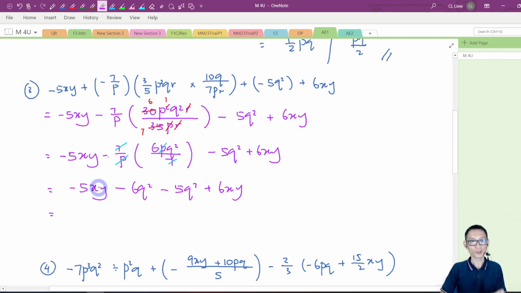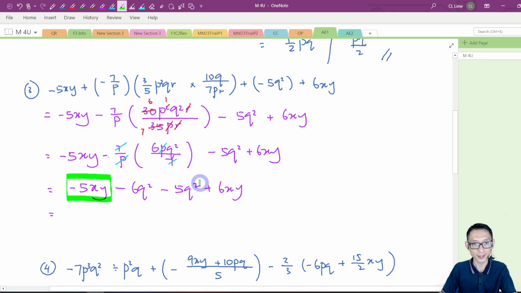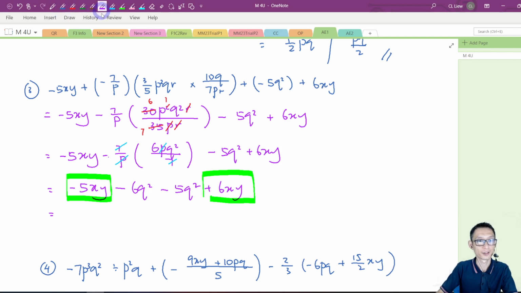Now, you will notice that this and this are like terms. Okay, sorry, this is square. So you can perform the addition or subtraction between like terms. If you want, you can rearrange all these terms. If you want, you can just do it this way. Now focus on this term and this. Negative 5 plus 6 is equal to 1. 1xy, you don't have to write 1, you just need to write xy.